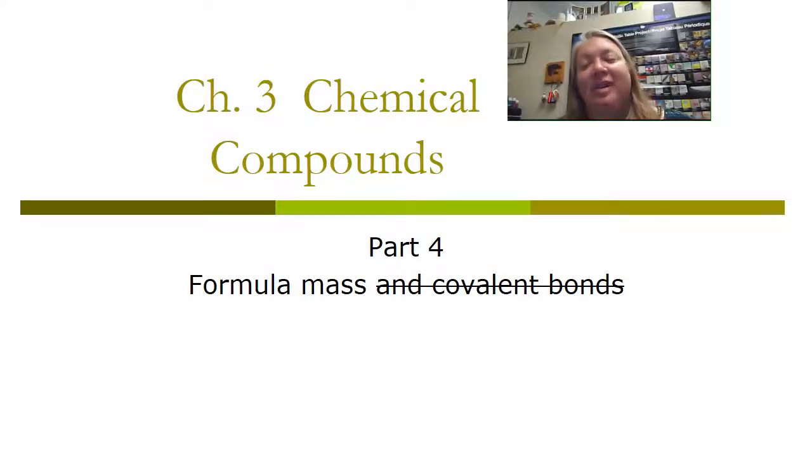In this next little section, we're going to talk about formula mass, which looks at the mass of a particular compound. It can be used for ionic or covalent, it doesn't matter. And then that's going to lead us into looking at covalent bonds. Now, covalent bonds are totally different than ionic, totally different type of compound. They're formed differently. They share electrons instead of transferring. So we're going to learn about some of those differences and why they occur.